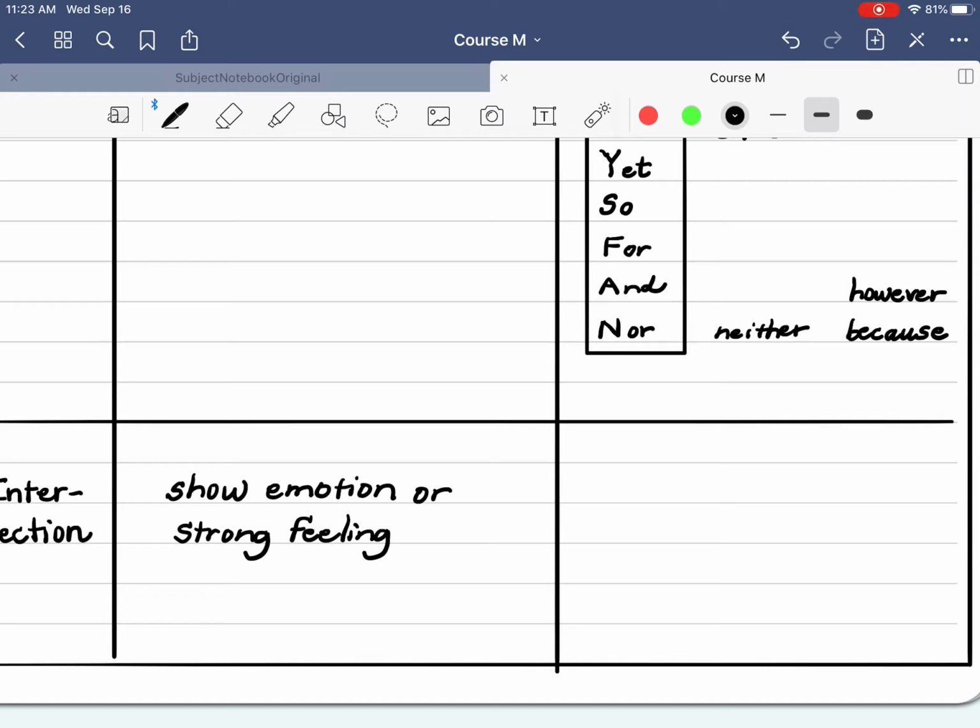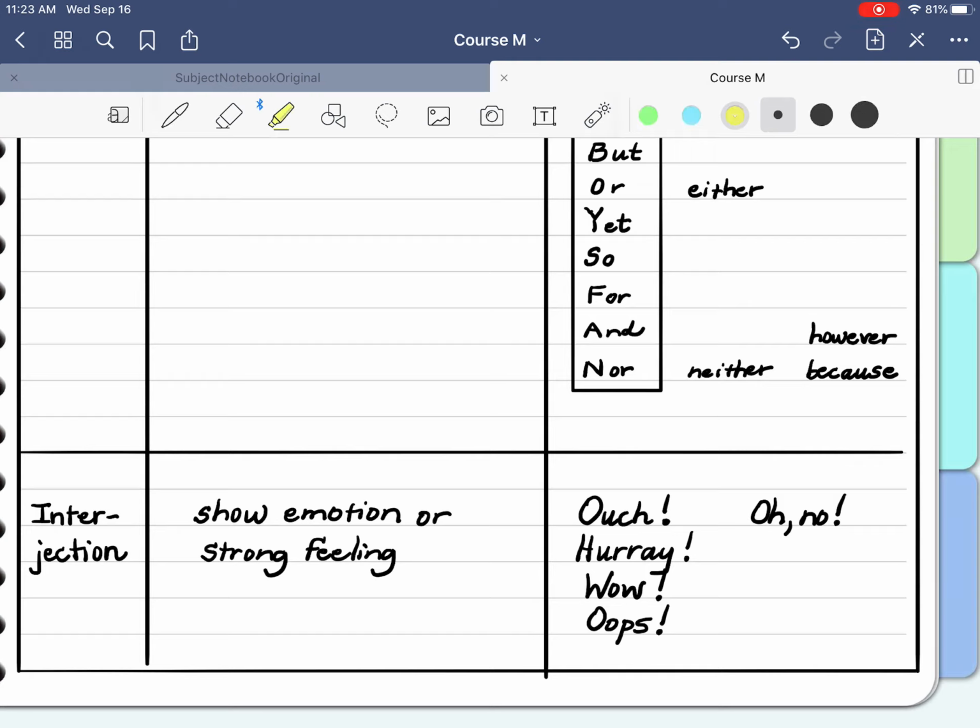Words like ouch, hooray, wow, oops, and phrases like oh no. Those are interjections, and you've probably noticed that interjections have exclamation points because they are showing strong feeling or emotion.